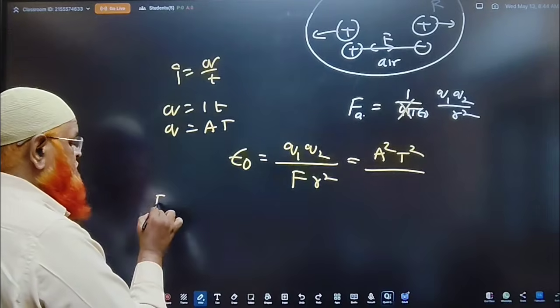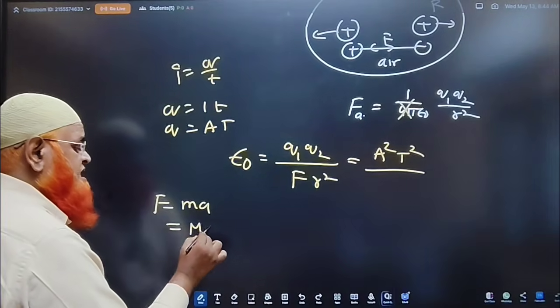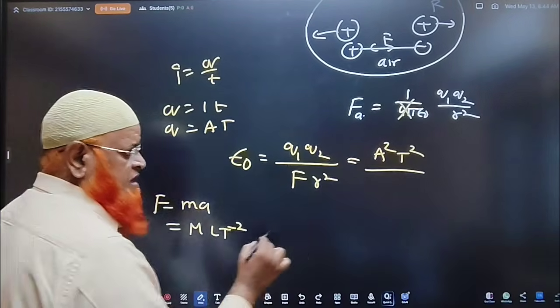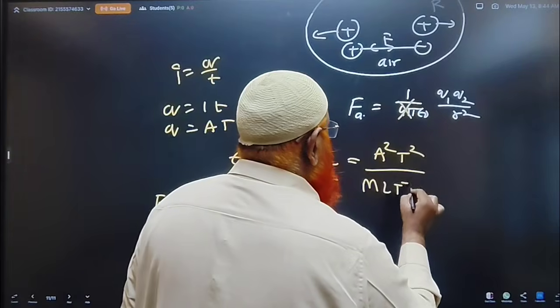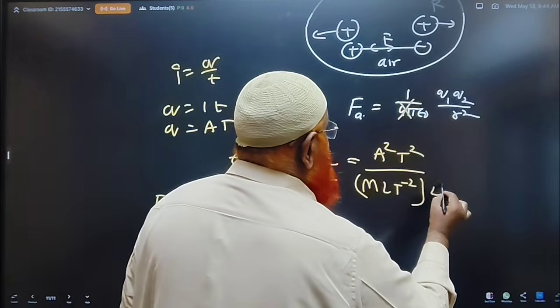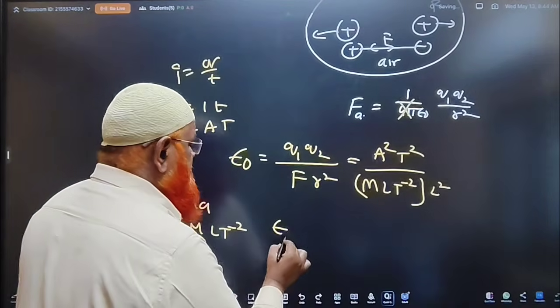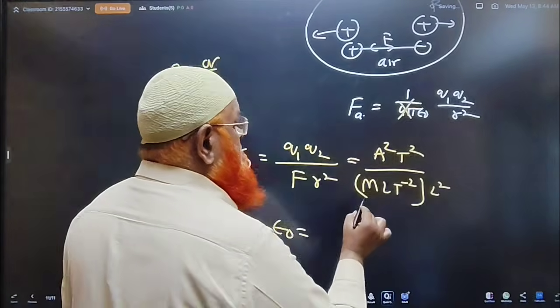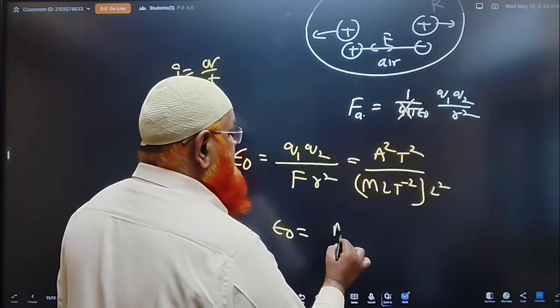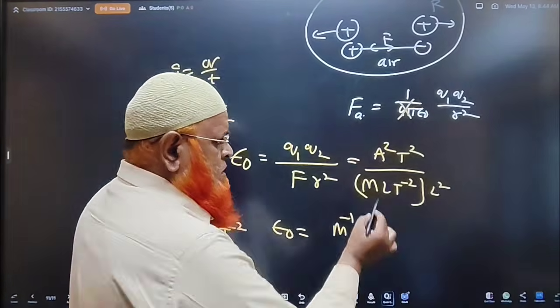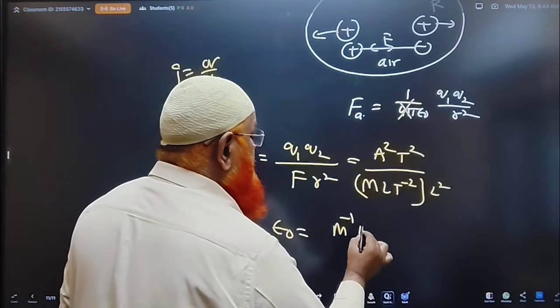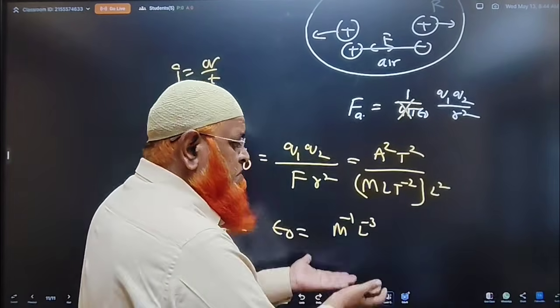Force, I told you just now, is nothing but mass into acceleration. Mass means M, acceleration is nothing but L T power minus 2. So M, L, T power minus 2. Radius means we write it as L square. So what is the dimensional formula for permittivity? Mass is there here. Mass comes to numerator, M power minus 1. L cube comes to numerator, becomes L power minus 3.